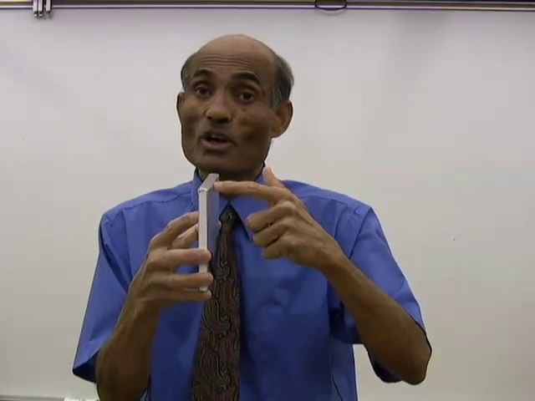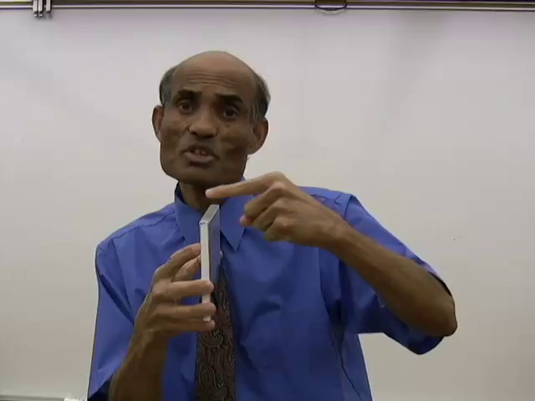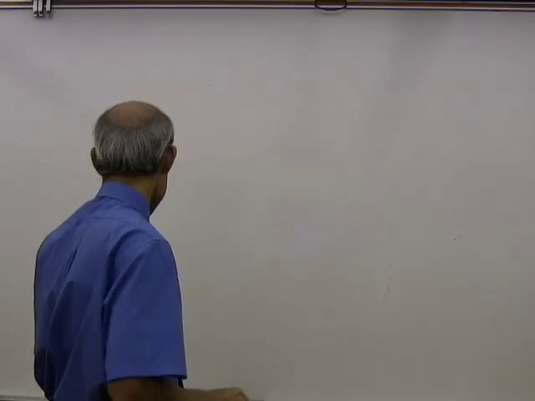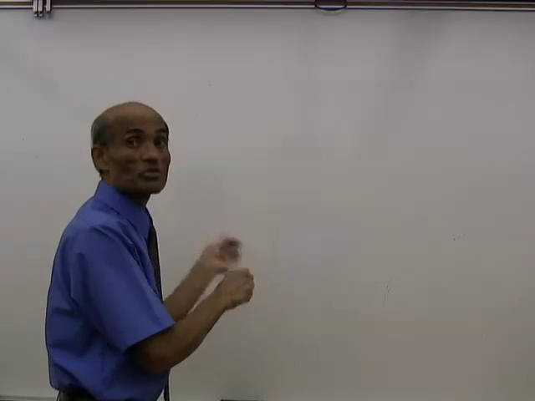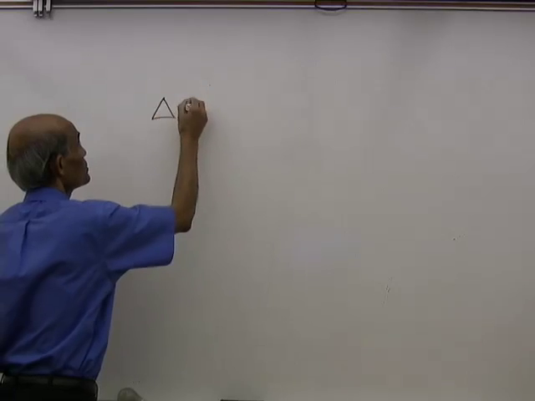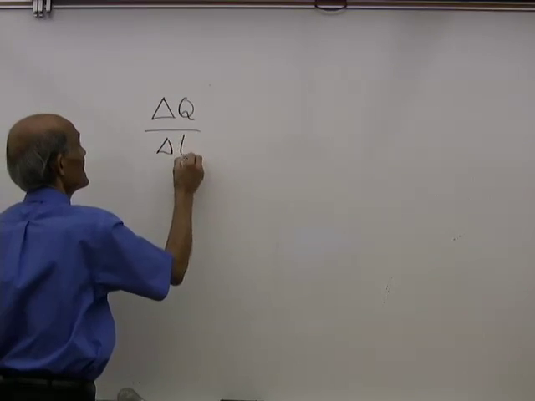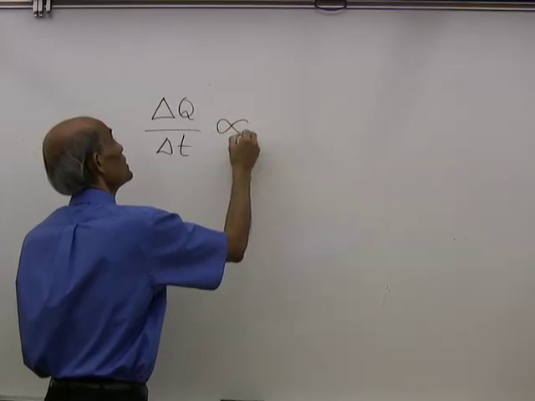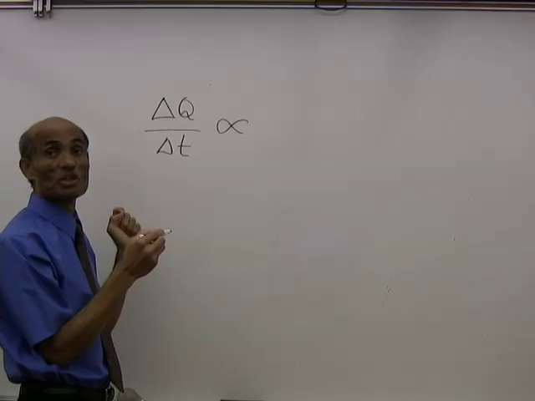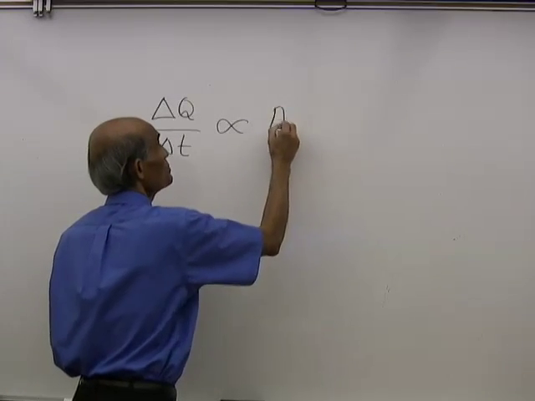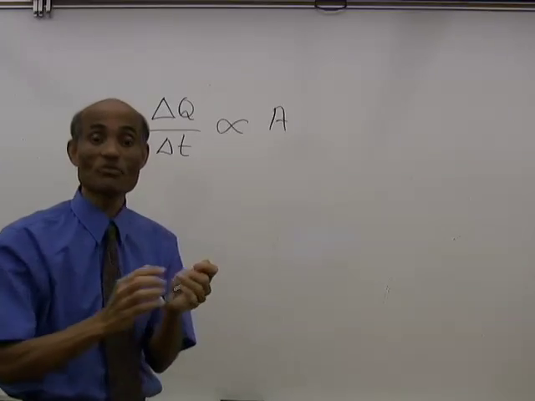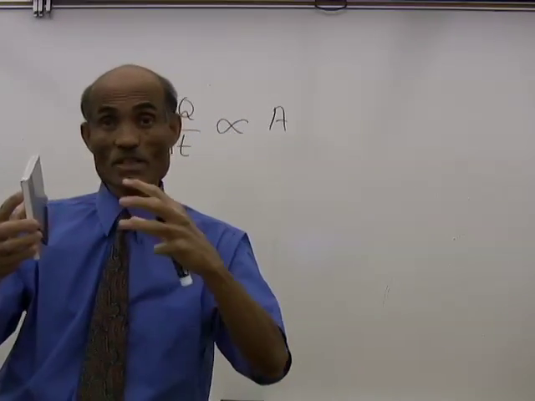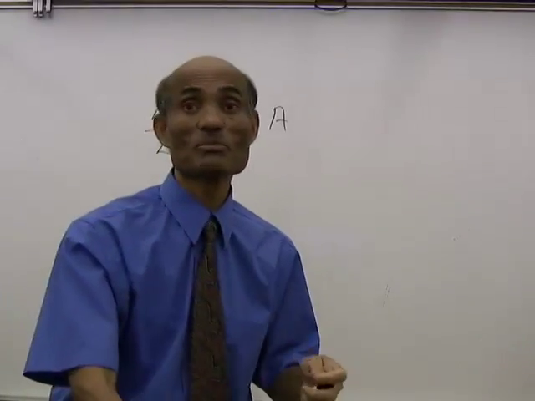Now the question is, what are the factors on which the thermal current depends? What's thermal current? The rate at which the heat flows. Thermal current can be written as delta Q divided by delta T. This is the rate of flow of heat, and it is proportional to the area across which the heat flows. Yes, greater the area, greater will be the thermal current.